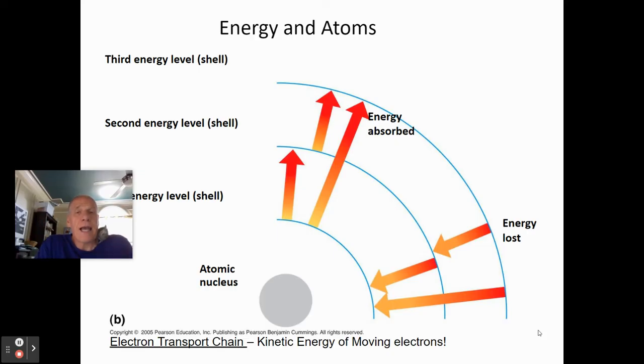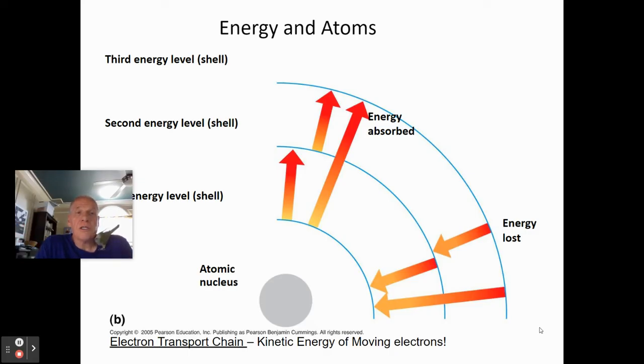The electrons in the outer shell have more energy than the electrons in the inner shell. So an element can actually gain energy by the electrons absorbing energy and getting boosted to a higher energy shell. And when an atom loses energy, the electrons fall closer towards the nucleus.